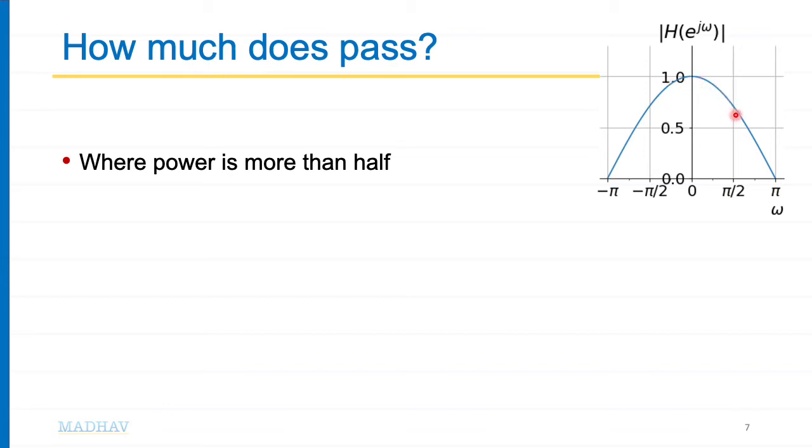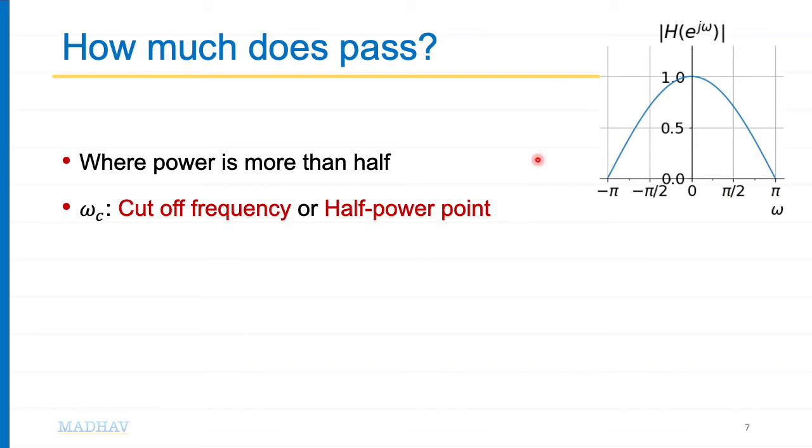And wherever the power becomes less than half, there you say it is not passing that signal, or it is curtailing that signal. So this helps us to define a term called cutoff frequency or half power point. Cutoff frequency is that frequency which marks this transition where the power goes from more than half to less than half. Basically the power becomes half, and this is called cutoff frequency or half power point.